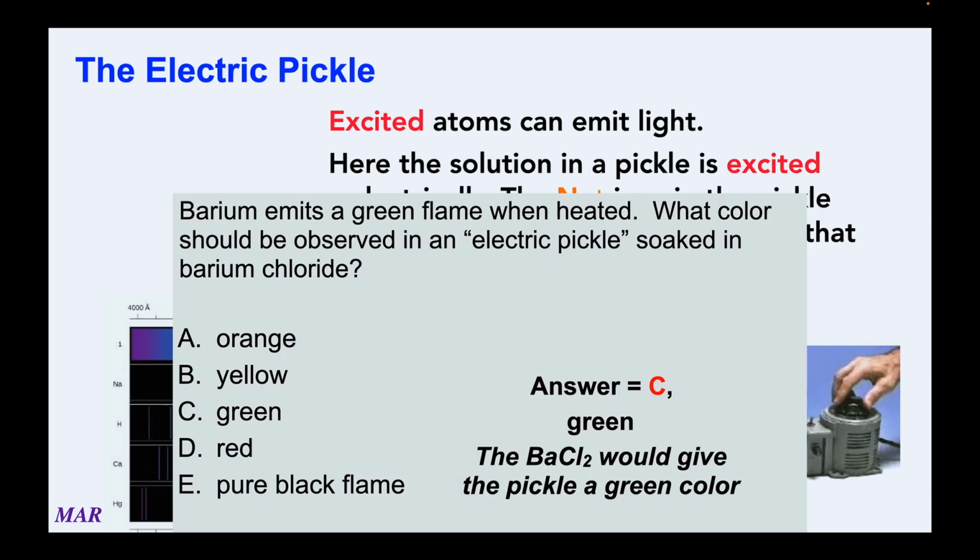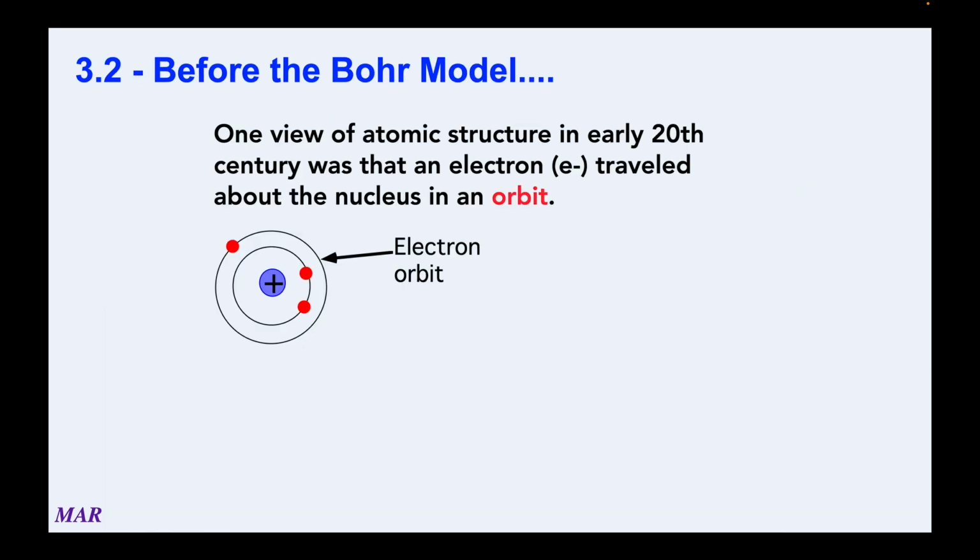So now here comes Bohr, all right? And one view of how atoms were arranged is that electrons would travel around the nucleus. They knew the nucleus was positive and electrons were negative. They thought that maybe electrons would travel around the nucleus like planets around the sun.